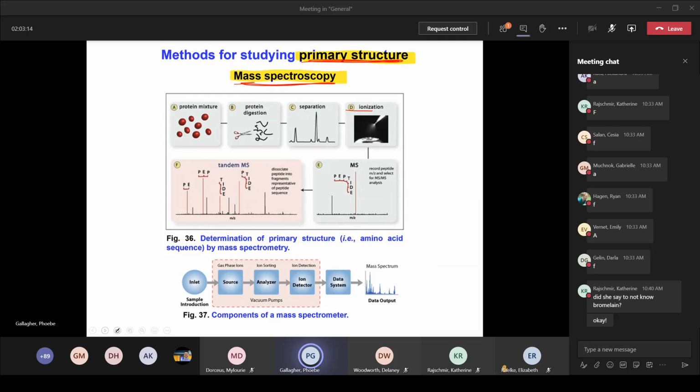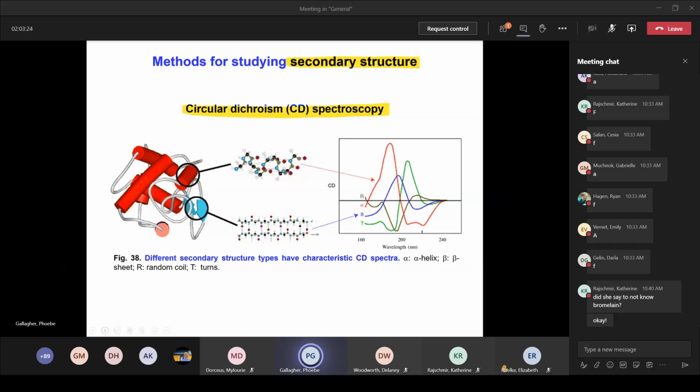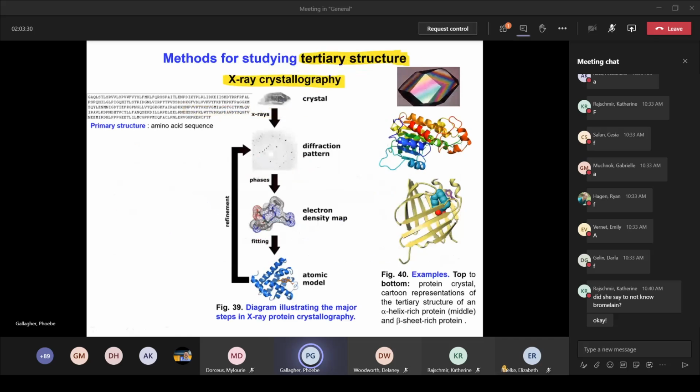Okay, so yeah, so she's gonna ask, how do you find primary structure? Mass spec is gonna be an option, and you're gonna choose mass spec. Same thing with secondary structure, just associate secondary structure with CD spec, and tertiary structure with X-ray crystallography. That's really as easy as it gets.